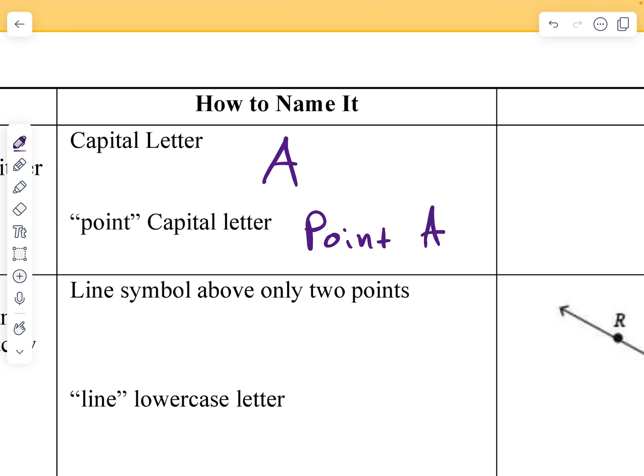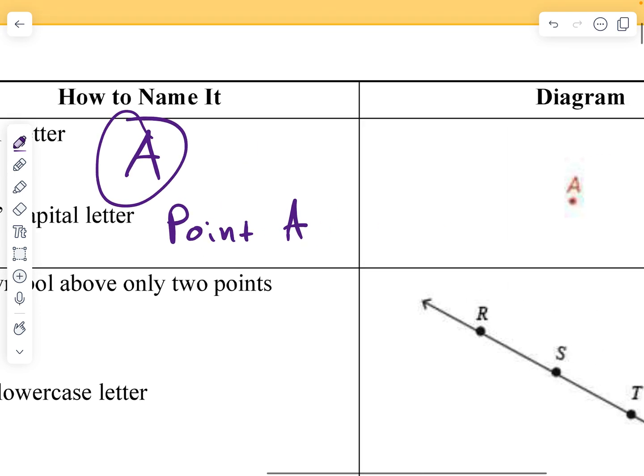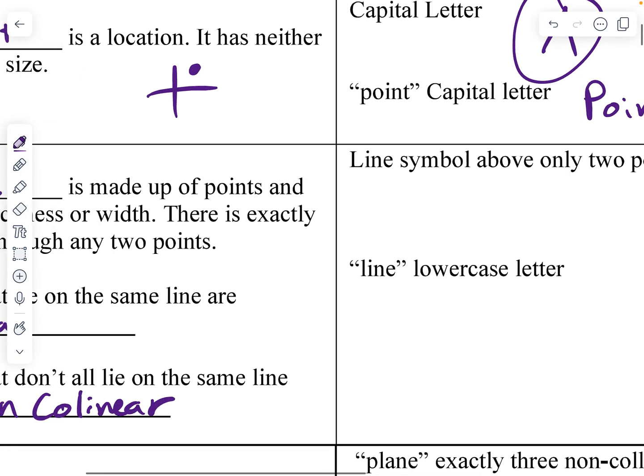So we'll have you write both of those down. Now, I'm going to be honest with you. You're probably not going to see me say or write point A very often, because if I can just say A, writing the word point in front of it is just extra writing. So I typically go with just the singular letter A. But point A is another way you could do it.